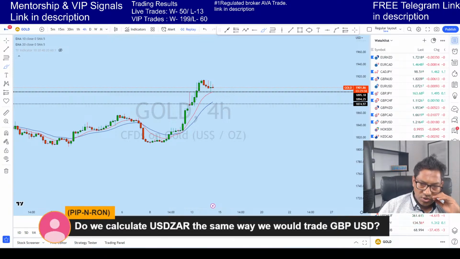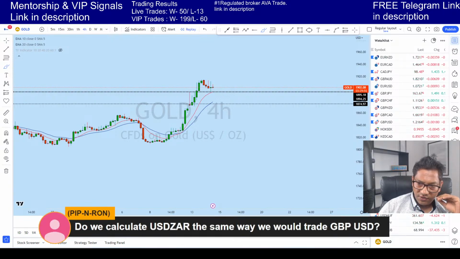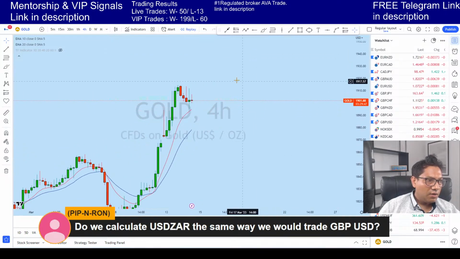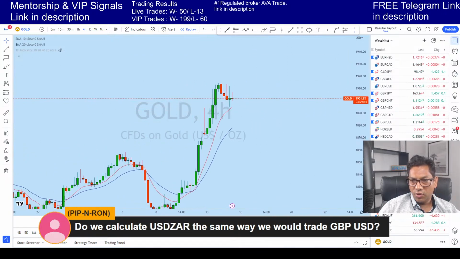No, USD ZAR lot size is very different. I normally use a risk manager to open a trade on USD ZAR. I don't calculate manually for USD ZAR, because USD ZAR is in fact very different.